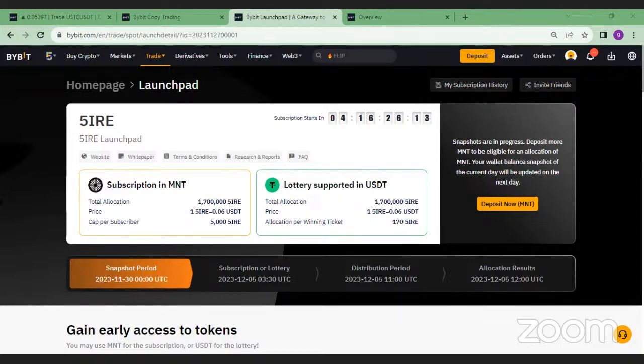That is basically it about the Launchpad stuff. So go ahead and participate on the Launchpad if you want to. It's basically free money, guys. I cannot overemphasize that. It's basically free money.